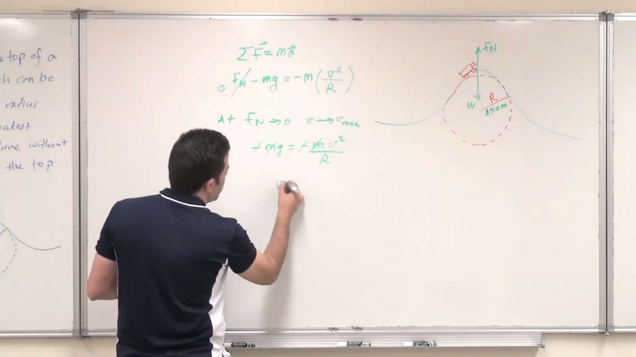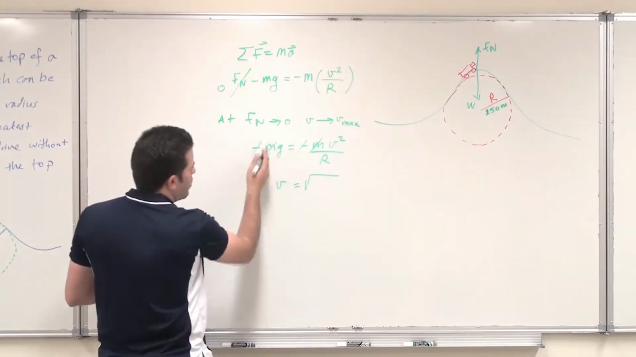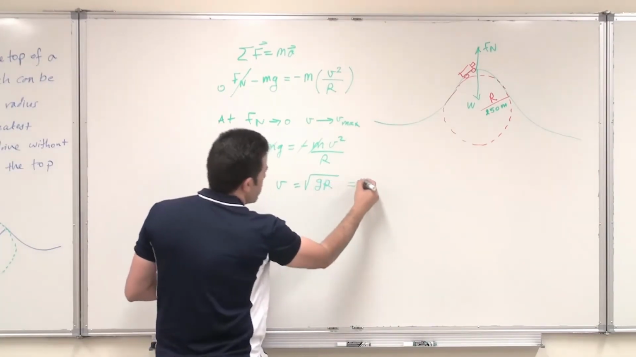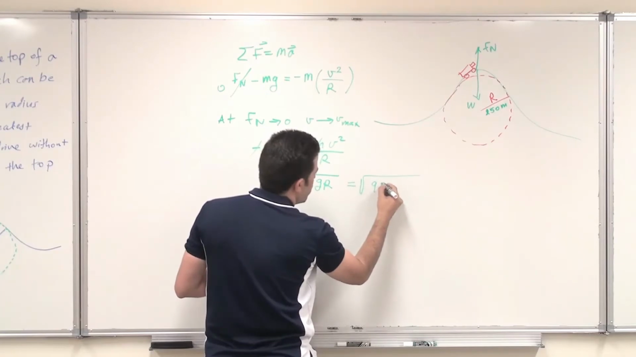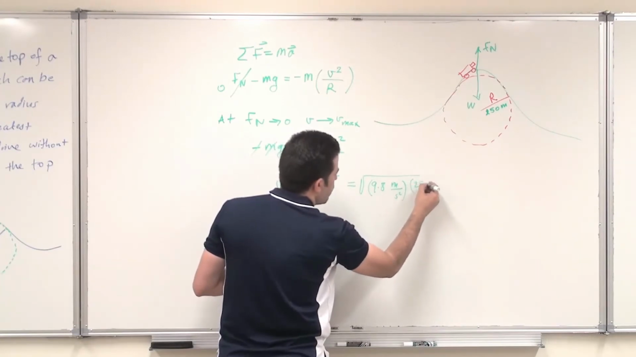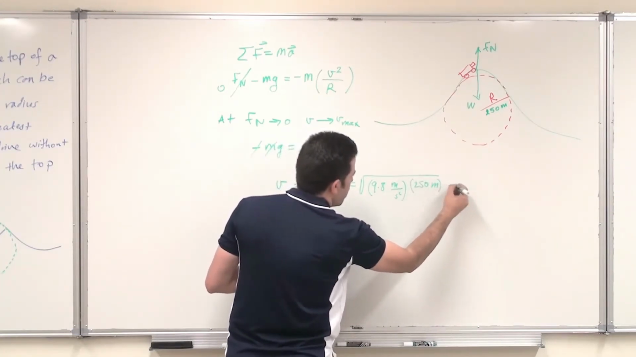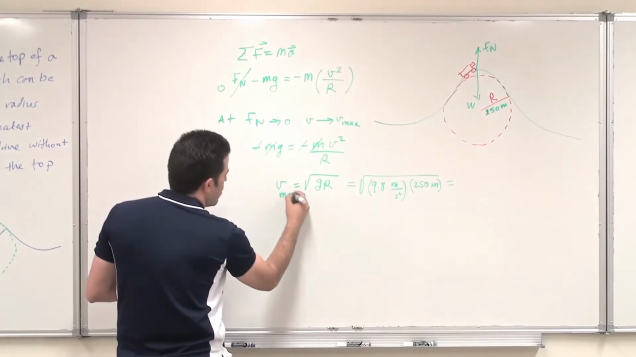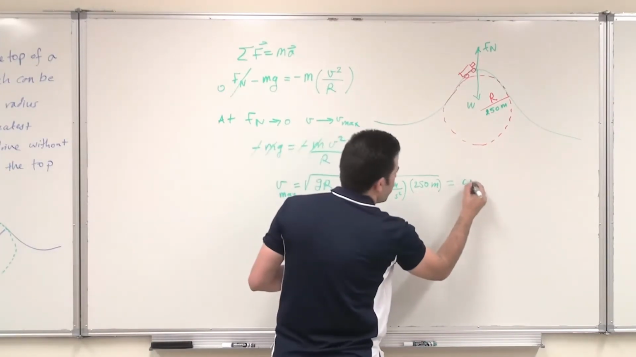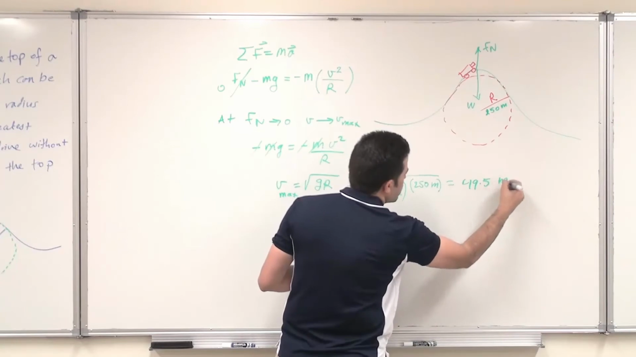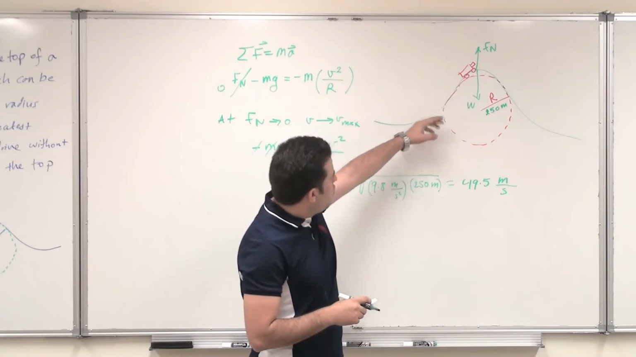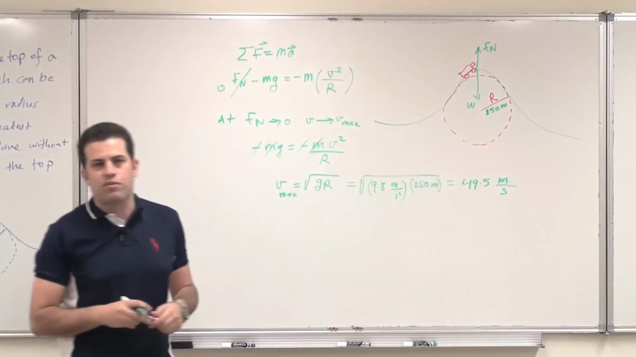So v equals the square root of g r. Then we can substitute for g as 9.8 meters per second square, and the radius is 250 meters, which will give that the v max at which the car will still be in contact at the top of the hill will be 49.5 meters per second. This is the maximum speed that the man can achieve without losing contact at the top of the hill. Thank you.